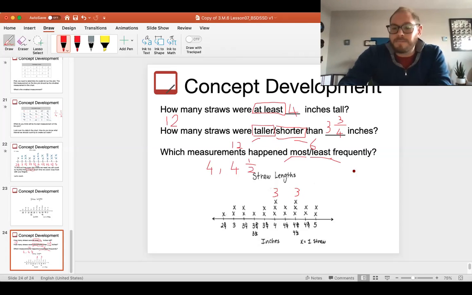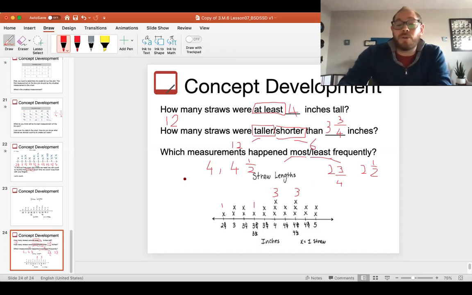I'm going to put my comma. And what about the one that was the least? That means which one had the fewest X's? Well, that's 2 3/4 down here. They only had 1. And 3 2/4. What's another word for 3 2/4? 3 1/2. So we could say 2 3/4 and 2 1/2 were the least because they both only had 1 straw and 1 X.